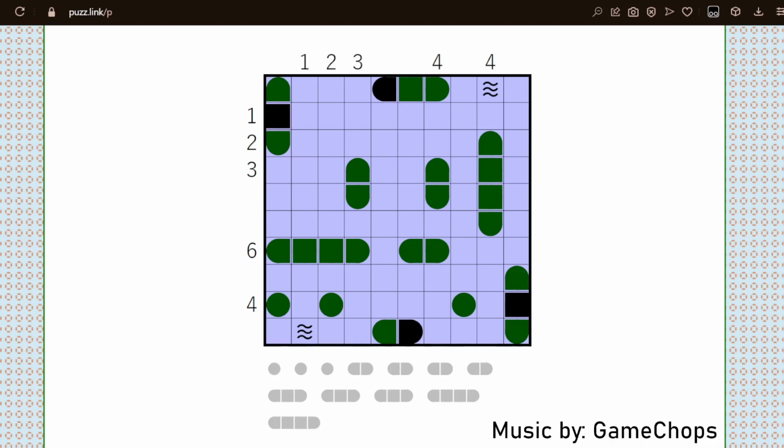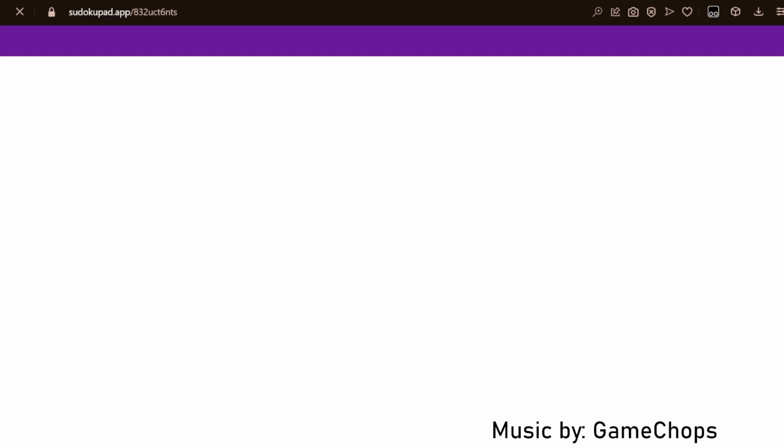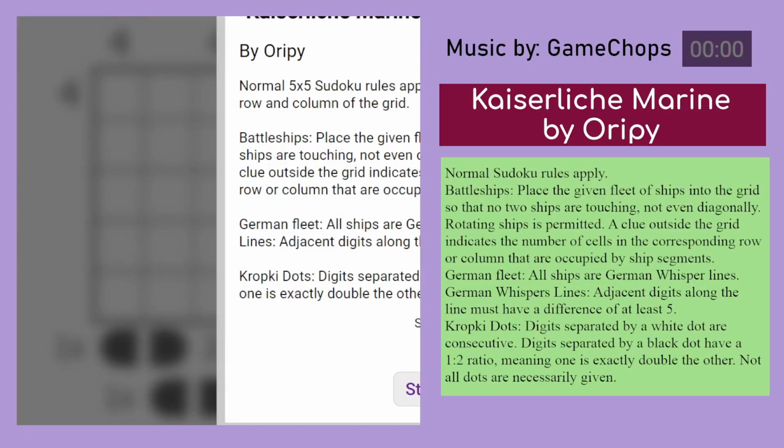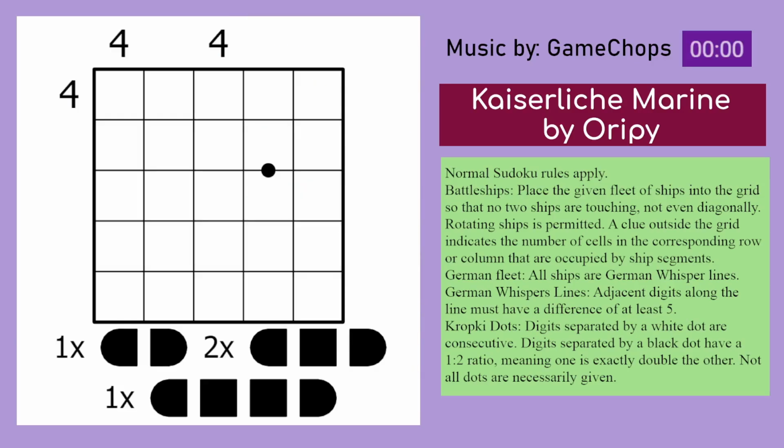So that's cool, but what about regular Sudoku? Well, not regular. What about variant Sudoku? Kaiserliche Marine, 5x5 for this one. Right, so let's look at the rules for this variant. Normal 5 by 5 Sudoku rules apply, so place the digits 1 to 5 in every row and every column.